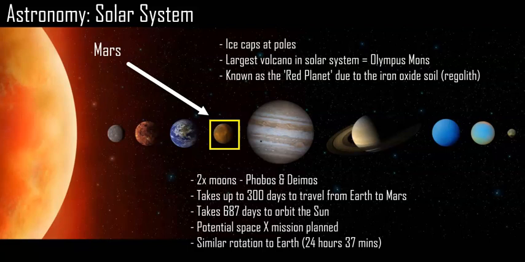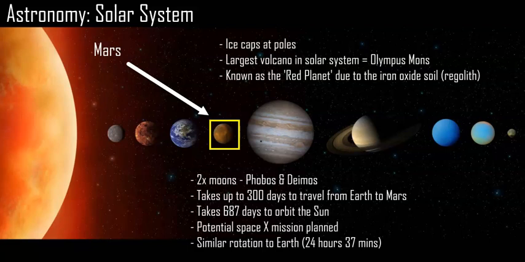It has an orbital period, how long it takes to go around the Sun, of 687 days, and it's roughly 15 million miles from Earth. So it's close, but not too close. It would take about 300 days to travel to Mars using the gravitational pull of the Sun, Earth, and going towards Mars. So that is the terrestrial planets.